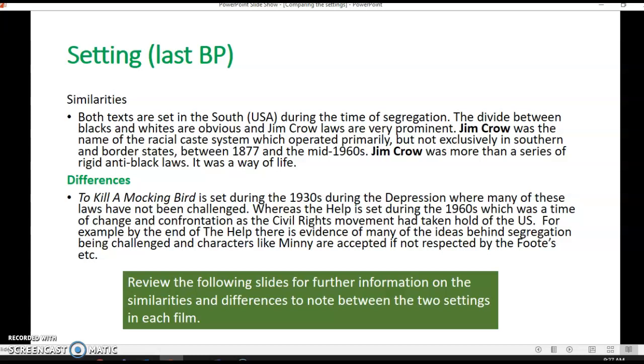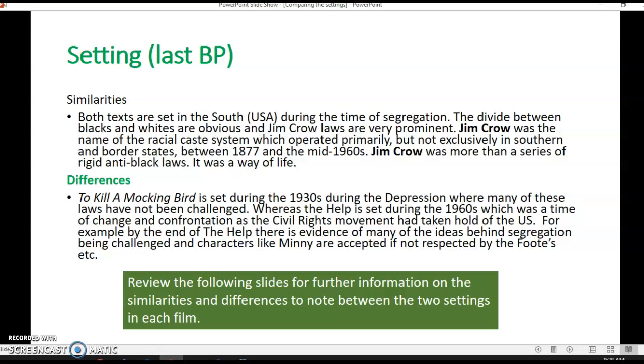So the differences. To Kill a Mockingbird is set during the 30s, during the Depression, where many of these laws have not been challenged, whereas The Help is set in the 60s, which was a time for change and confrontation as the civil rights movement had taken hold in the US. So Martin Luther King was starting to come into prominence. African Americans were rioting against the system, so the change was happening. For example, by the end of The Help, there is evidence that many of the ideas behind segregation are being challenged and characters like Minny are accepted, if not respected, by the Foots.